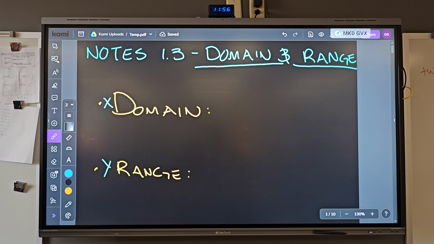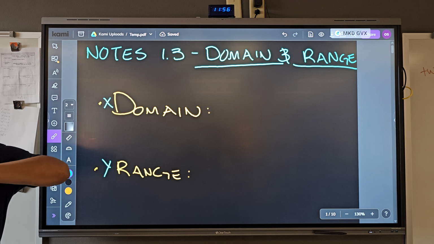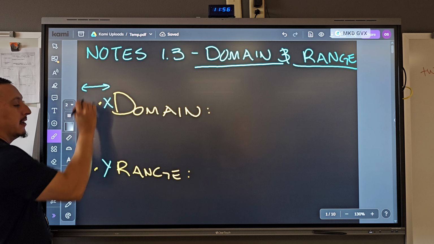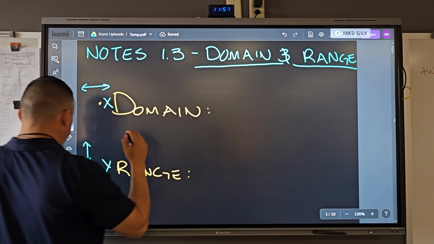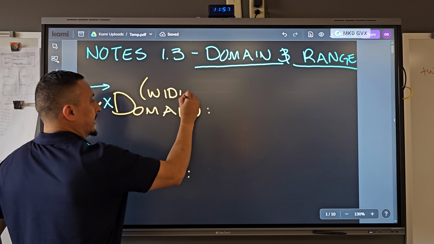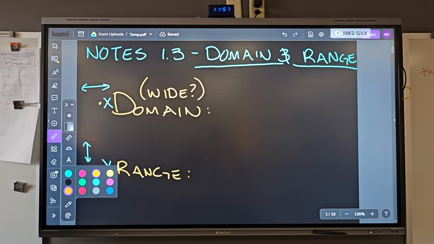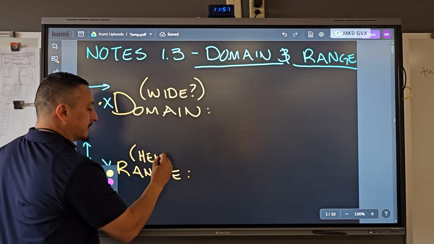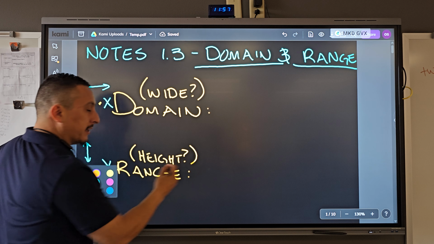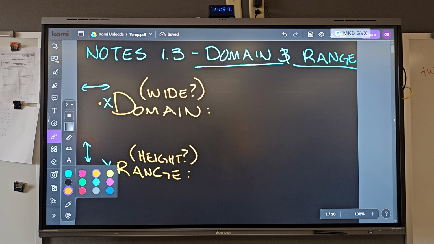So they're both really just measurements. The x-axis is this way, the y-axis is this way. So you're just measuring. If you're measuring in this direction, in simple words, it's like you're measuring how wide something is. If you're measuring in this direction, that's like your height, like how tall are you? It's like the width, how wide a graph is, and how tall a graph is. That's really what domain and range is.